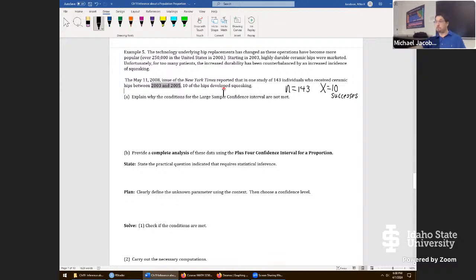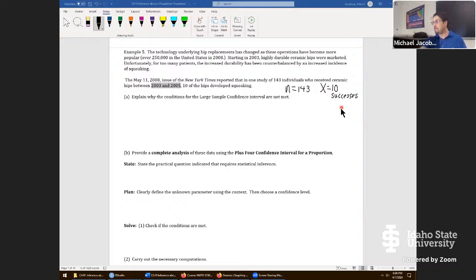So that's the analysis of our problem, and part A asks us, explain why the conditions for the large sample confidence interval are not met. Any volunteers for what goes wrong just immediately with these data? Exactly. From this alone, we're just completely stopped from analyzing the data as a confidence interval.